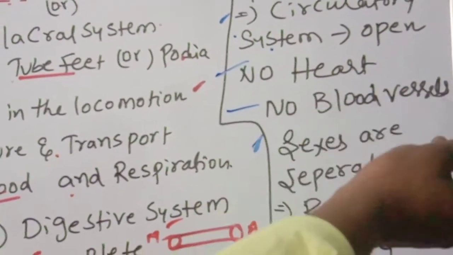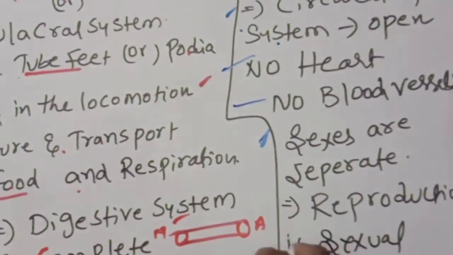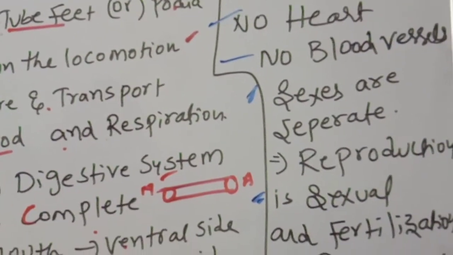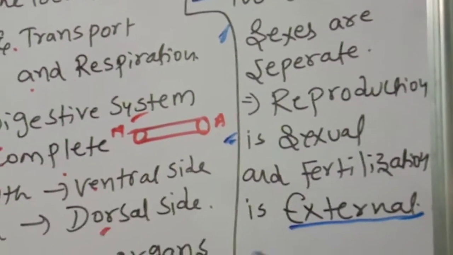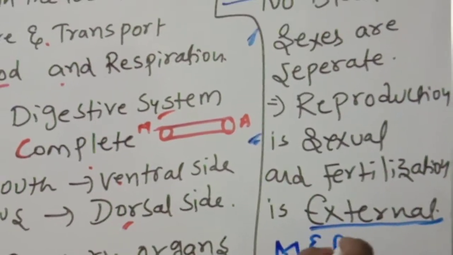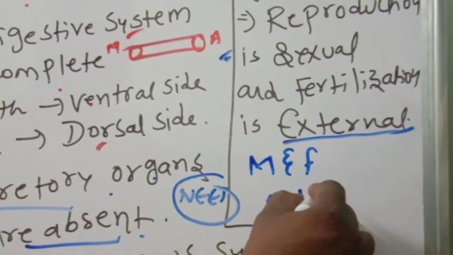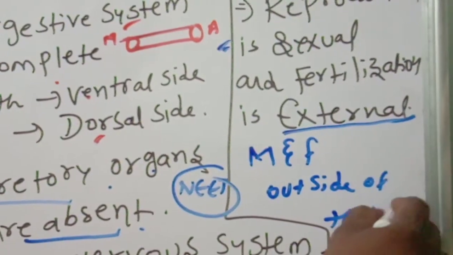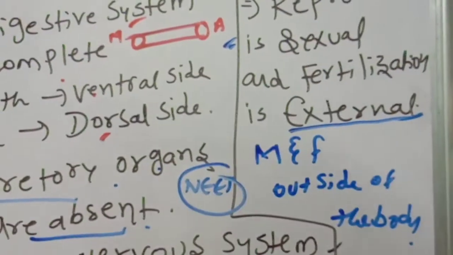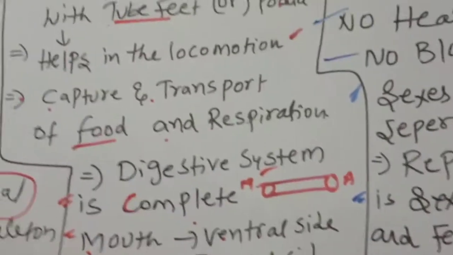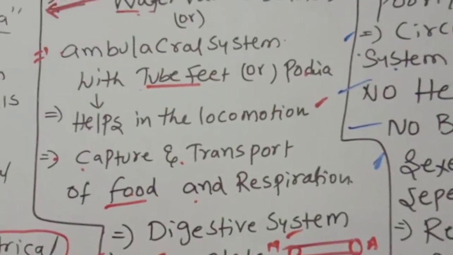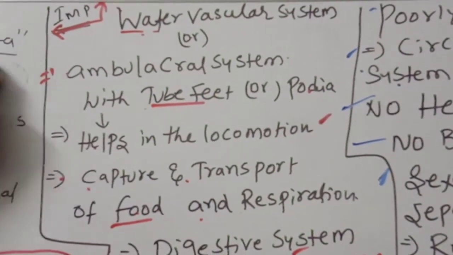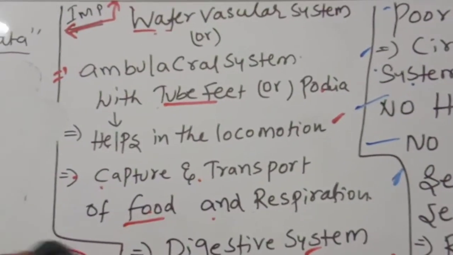Sexes are separate. Male is separate, female is separate. Reproduction is sexual and fertilization is external. External means male and female gametes combine outside of the body. That is called external fertilization. And some more characters are there, which you should remember.